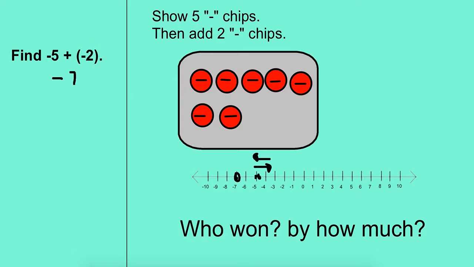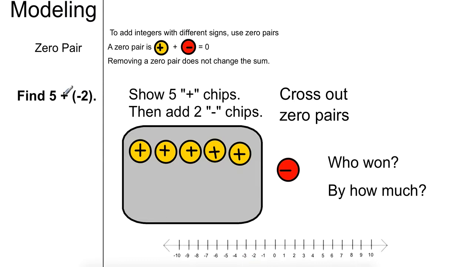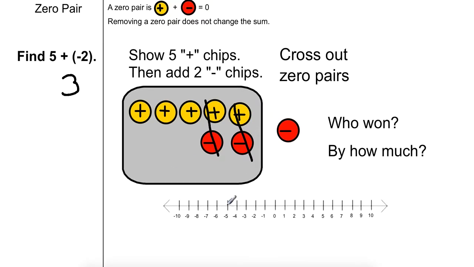But really looking at this modeling today. So let's model another one. If we have 5 pluses and we need to add in 2 negatives, 1, 2. Well, we know a positive and a negative cancel out. So that cancels out and that cancels out. So we're left with 3. If I'm doing it on a number line, I would start at 5, always facing the bigger numbers. I have addition, and then I have a negative, so I need to turn around, and I'm going to go to the left 2 spots. And again, I'm left at 3. Or who won? The positives. By how much? By 3.